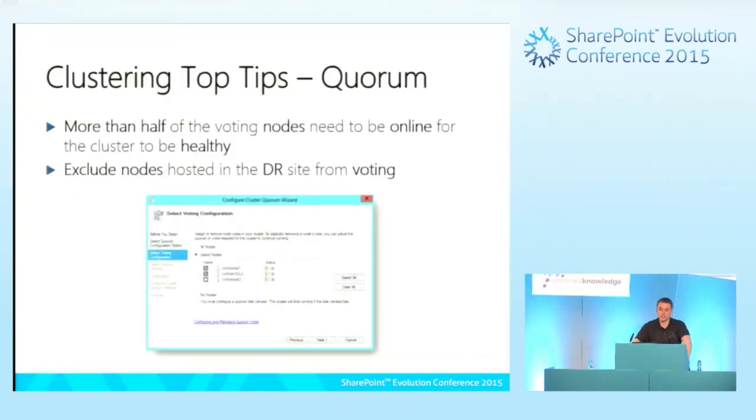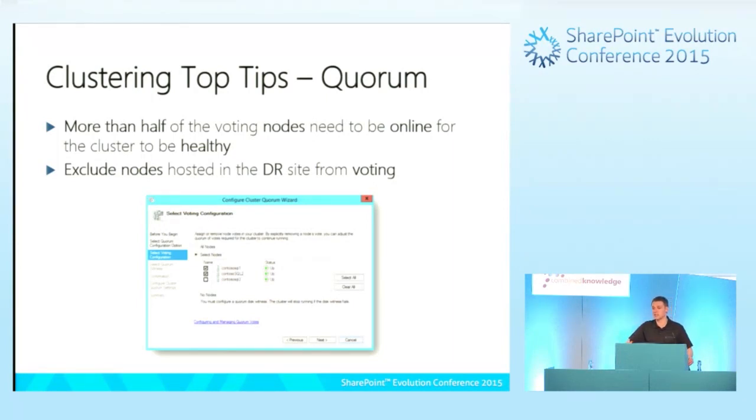Now, as I've just touched on quorum, more than half of the voting nodes need to be online for the cluster to be healthy. So for example, if we have a 2-node cluster and one of them is offline, that essentially means the cluster will shut down. It wouldn't generally run with 1 node. So one of the recommendations that we have for that is to configure a witness. The second recommendation is to exclude nodes that are hosted in a disaster recovery site from voting.